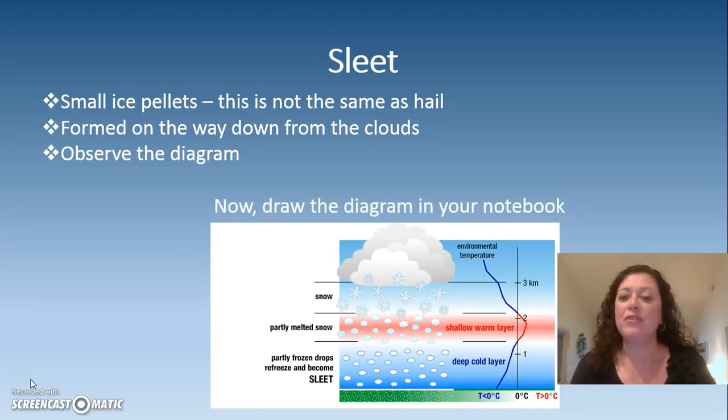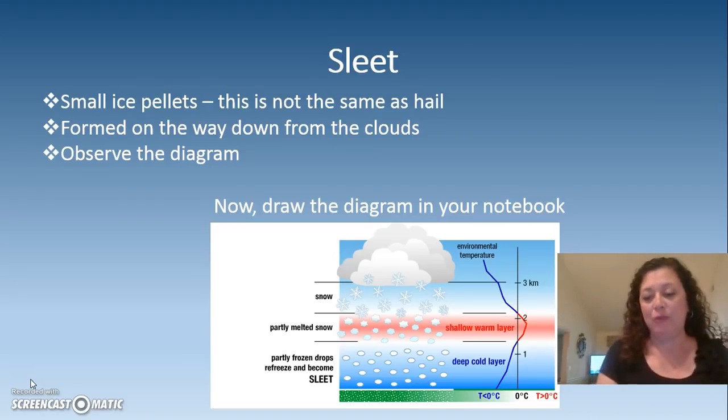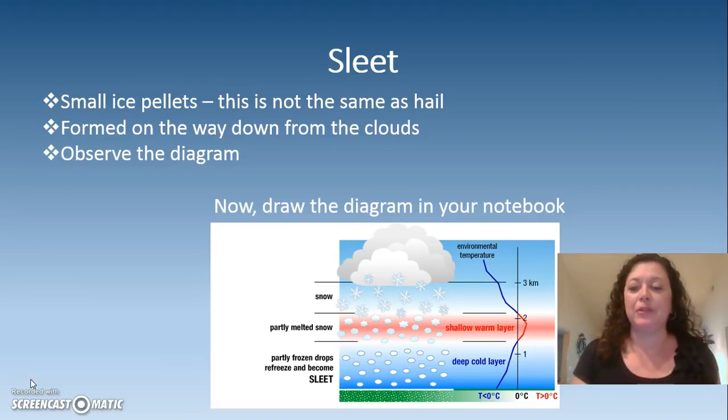Okay, I'd like for you to draw this diagram in your notebook as well. Please make sure that you label it and that it is neat. If you want to add color to it, that would be great. Maybe help you remember that better.